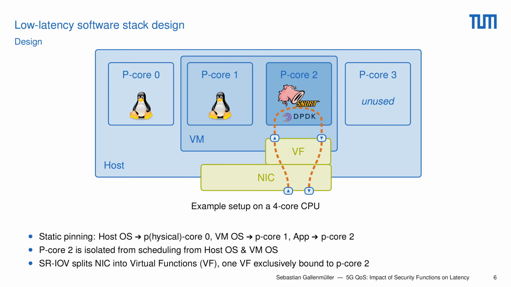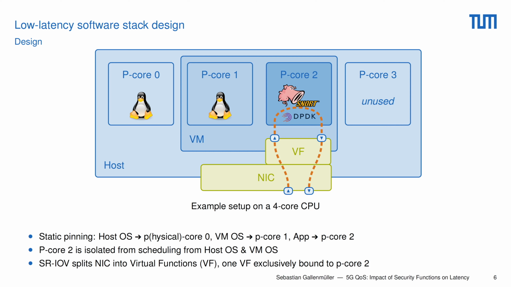How this looks on our real system is depicted in this picture. Here we can see the 4-core CPUs of our host system. We configured the operating system of the host system to run exclusively on P-core 0 and isolate all other cores. We can then use 2 of these isolated cores to host a virtual machine.